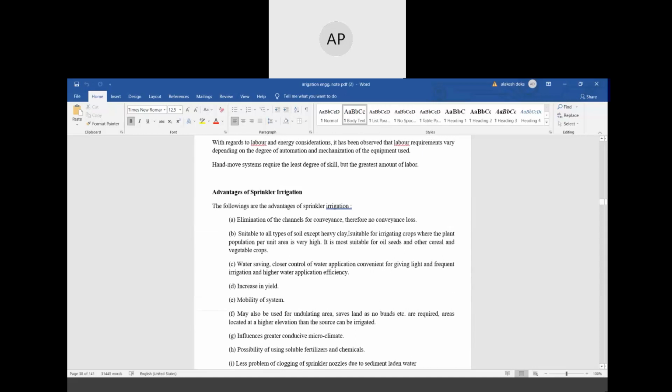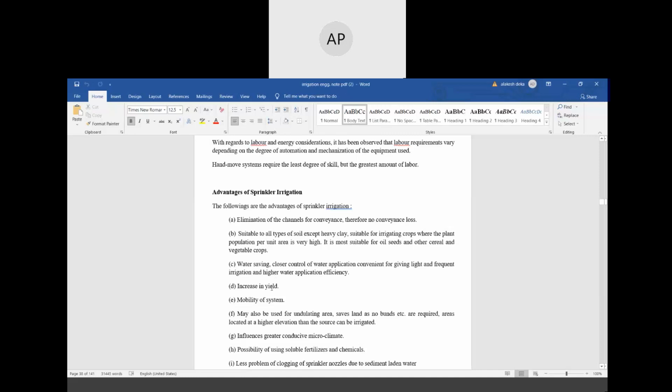Advantages of sprinkler: elimination of channels for conveyance, therefore no conveyance loss. Suitable to all types of soil except heavy clay. Suitable for irrigating crops where the plant population per unit area is very high. It is more suitable for oil seeds and other cereal and vegetable crops. Other advantages are water saving, closer control of water application, convenient for giving light and frequent irrigation, and higher water application efficiency.